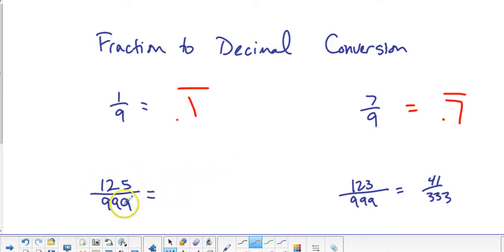We did talk a little bit about this earlier in the year, but if there are 3 nines in the denominator, there's going to be 3 digits to repeat. So 125 over 999 is just going to be 0.125 repeating. All of it's going to repeat. So 0.125, 125, 125.